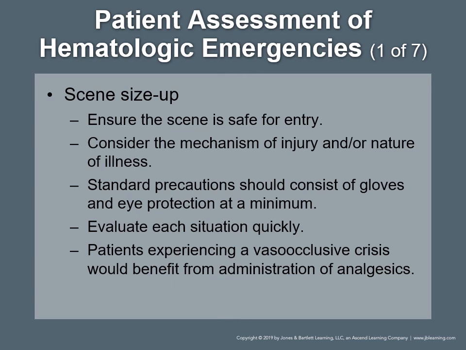For patient assessment, you're going to do your scene size-up: ensure the scene is safe for entry, consider the mechanism of injury or nature of illness, determine the number of patients, and assess for hazards and the need for additional help. Standard precautions should consist of gloves and eye protection at a minimum. Evaluate each situation quickly and make sure the necessary personal protective equipment is readily available. Patients experiencing a vaso-occlusive crisis are often in extreme pain and would benefit from administration of analgesics.